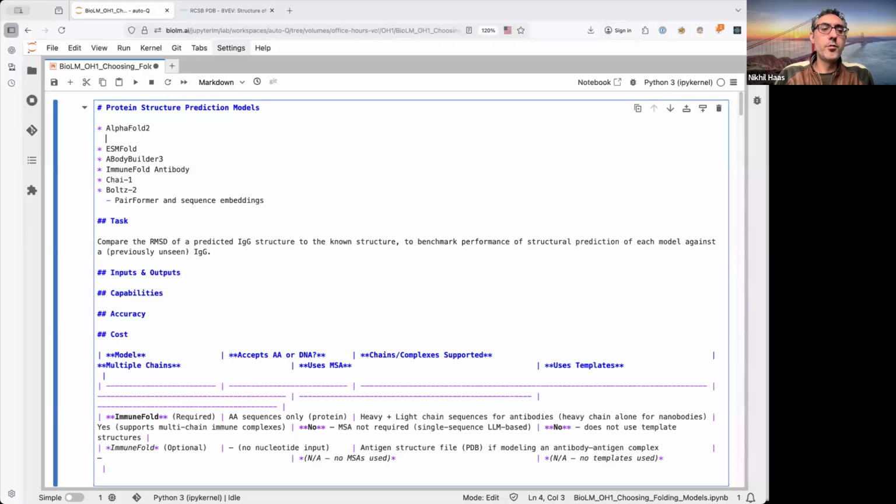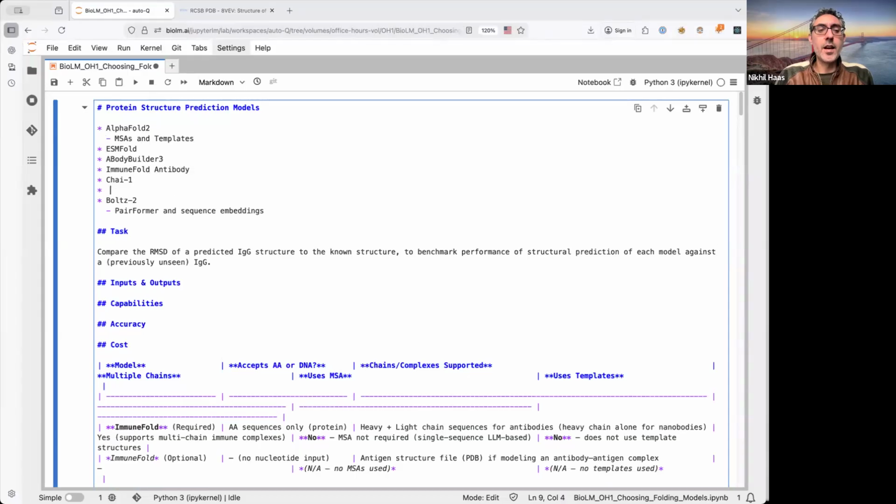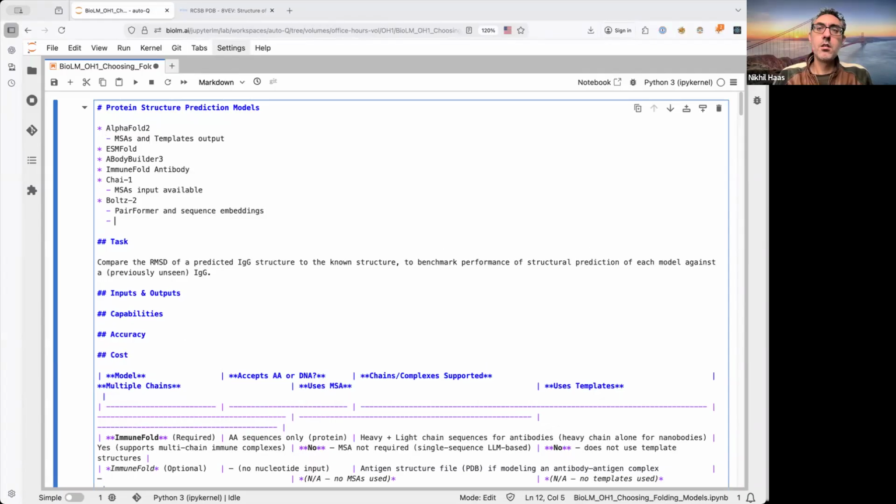Yeah, AlphaFold you might want to use just to get the MSAs. Chai-1 allows putting in MSAs. Do we have that available in our API? Yeah, MSAs for Chai-1. I'm not sure if we have templates available yet there though. Okay. Boltz does also have MSAs and templates though, as input. Yeah.